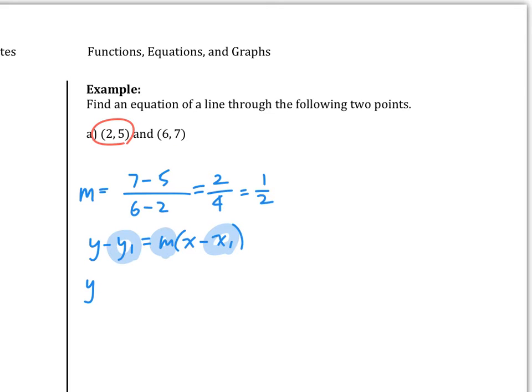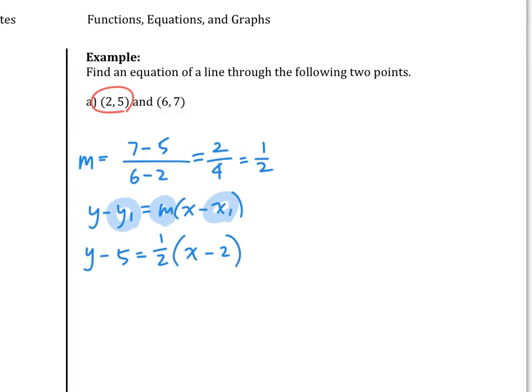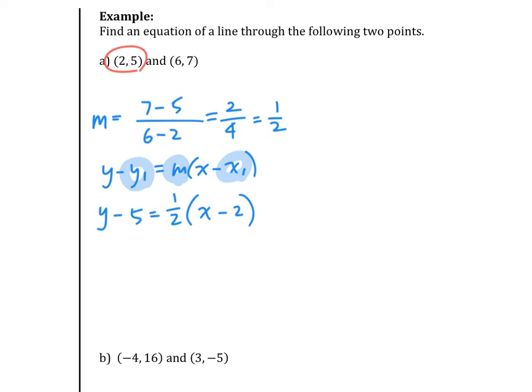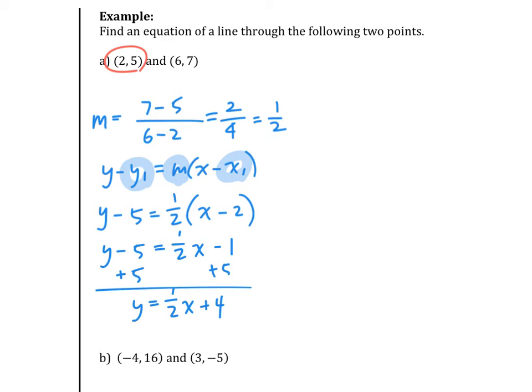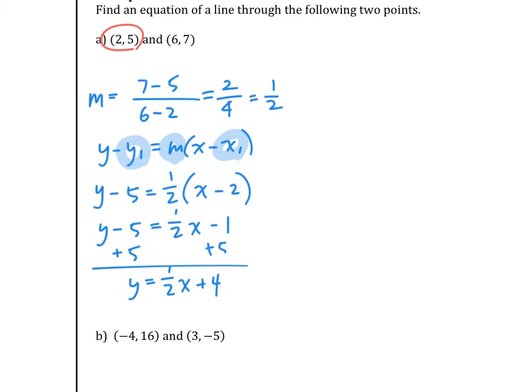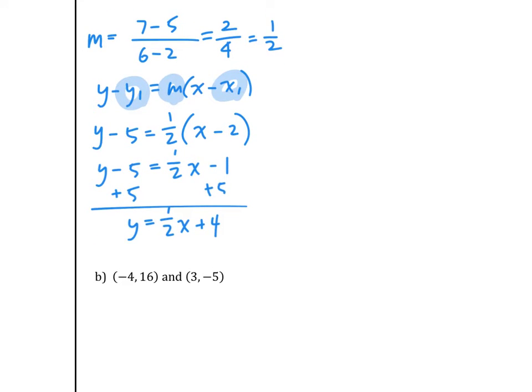Okay, so we put in y1, which is 5. Slope we know is 1/2 times x minus 2. Now I want to get it into slope-intercept form. So I'm going to first distribute the 1/2. So 1/2 times that minus 2 is minus 1. And then add the 5 over. Y equals 1/2 x plus 4. And that's it. So go ahead and give the second one a try.